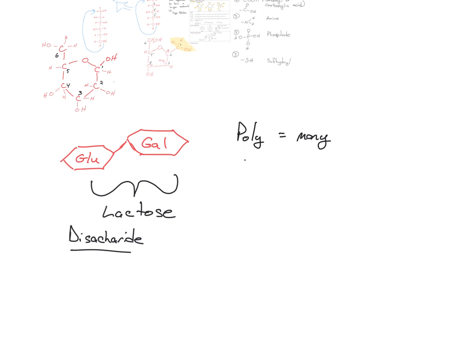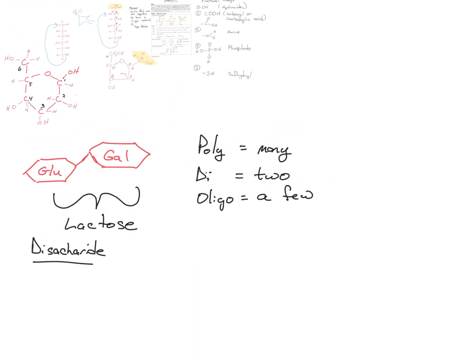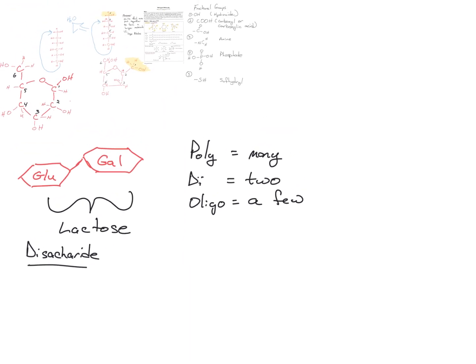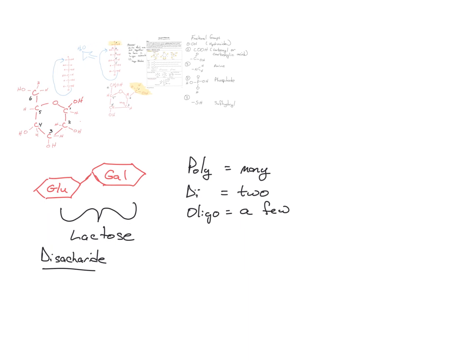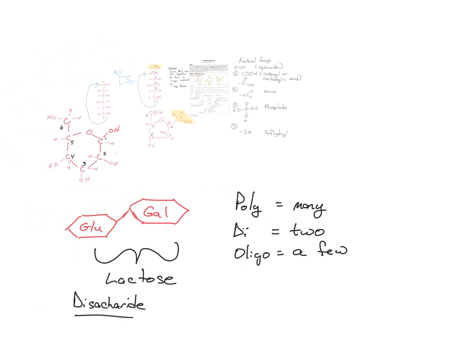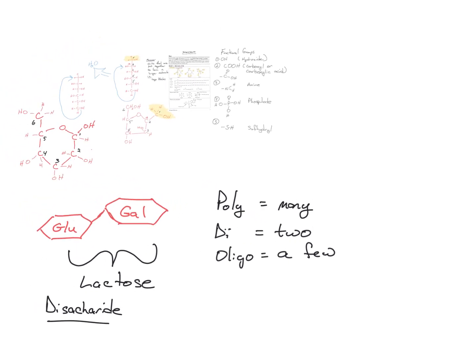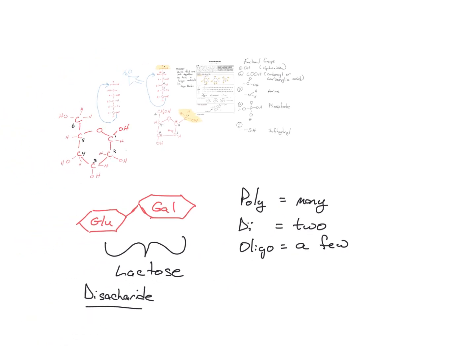Di means 2, and oligo means a few. So when you see oligosaccharide, that means a few saccharides, not as many as many, and many could be thousands long. Oligo could just be 8 or 9. So these prefixes just give you a hint as to how many you're dealing with.